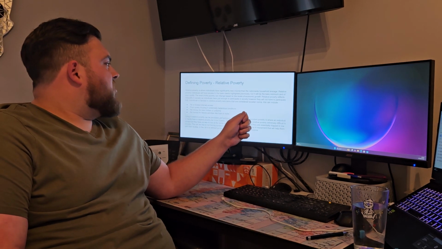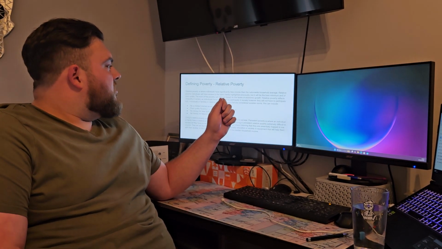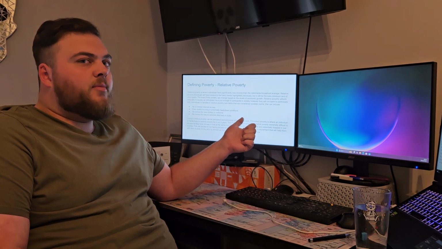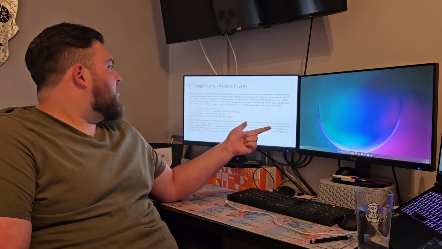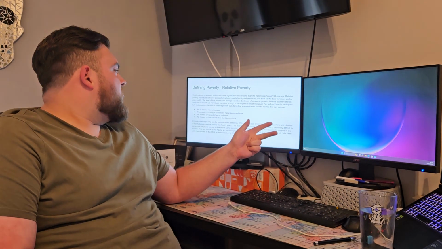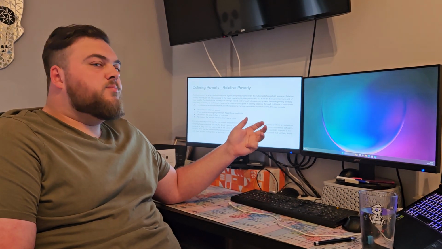Individuals or families in relative poverty lack items that are considered societal norms. This can include no or limited internet access, poor quality housing in potentially hazardous conditions, no money for new clothes or uniform, and no money for leisure activities like trips or clubs.